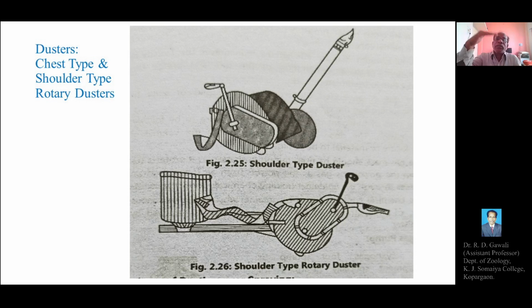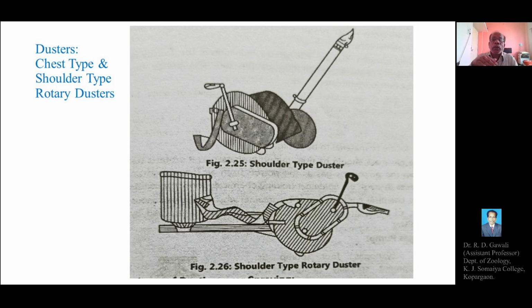The first diagram in the image is a chest type rotary duster, which has a compact structure provided with a handle, then a fan or a crank with a reduction gear inside, and then the hopper, and then the blowing pipe. This is the compact structure of the chest type rotary duster, and it is held in front of the operator while dusting, with the use of straps or belts.